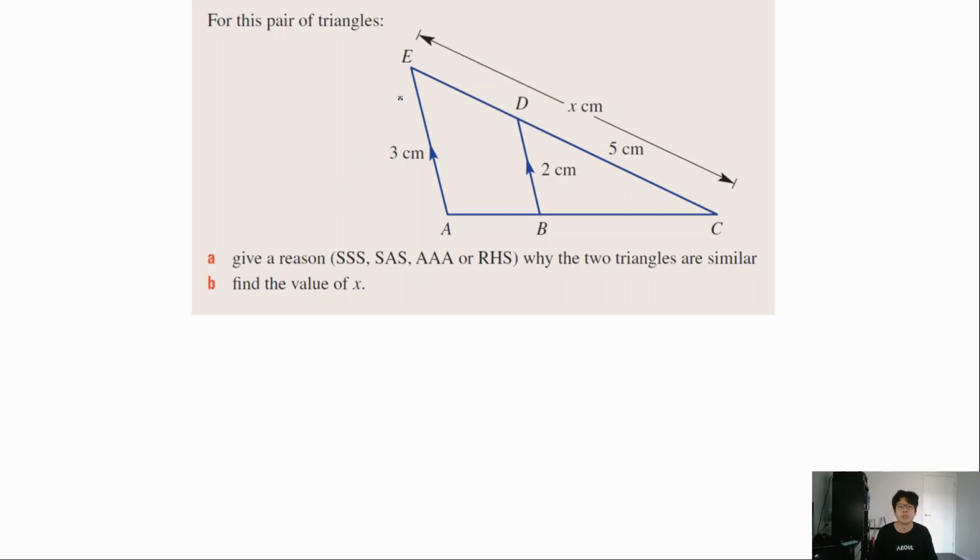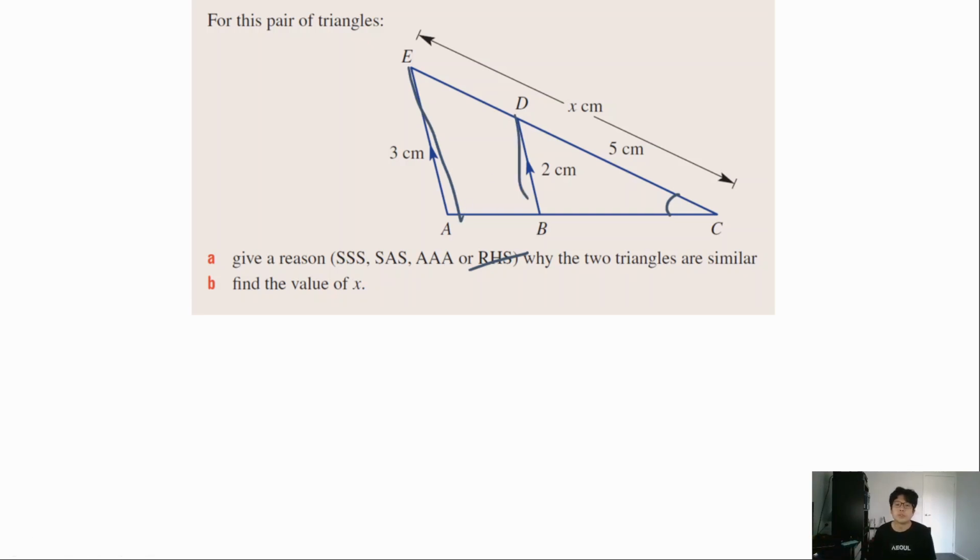For this pair of triangles, we have two triangles here, one there, and a smaller one on the inside. We have to give a reason out of these four why the two triangles are similar. Alright, so straight off the bat, I know it's not going to be RHS because this isn't a right angled triangle, so let's cross that one off. And having a look at these two triangles, we know that it shares one angle, so this angle is going to be the same for both the bigger triangle and the smaller triangle. So we have an angle that's common, and also we have two parallel lines here. This is a very key piece of information.